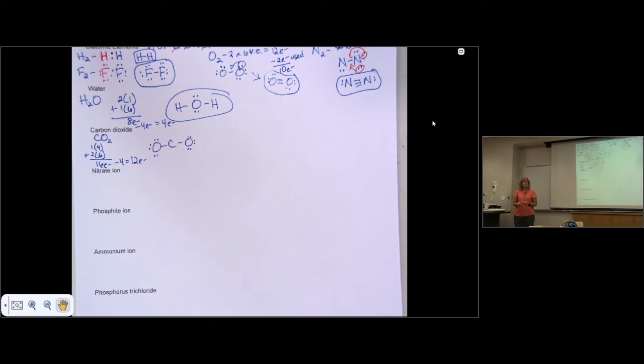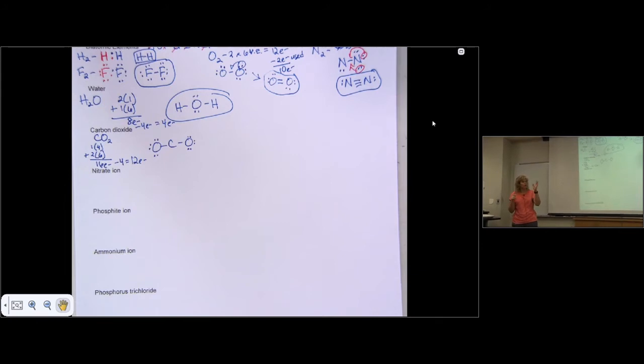How many did we just take care of? 12, and that's all we had left over. Now, before I finish this, I want to talk about why, or how rather, could you just look at the periodic table and do that? Well, electronegativity is how tightly an atom holds on to shared electrons.